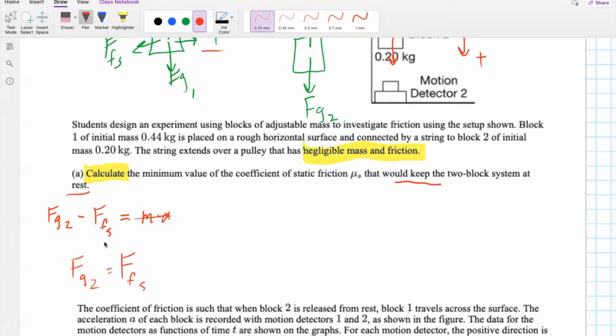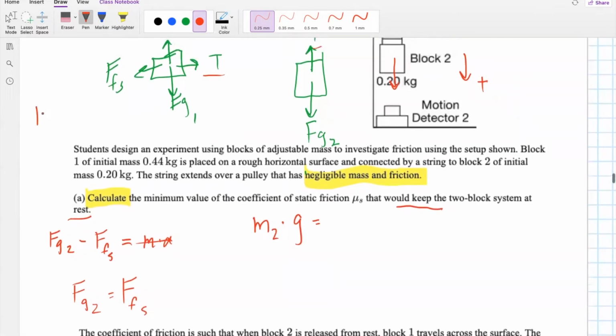So let's go ahead and expand this. Well, what is the force due to gravity? That's the weight, and that's the mass of the object. So that's going to be the mass of object 2 times g. And then the static friction force on block 1. Well, how do we calculate static friction? So static friction has this less than or equal to sign. And it's going to be less than or equal to the coefficient of static friction times the normal force.